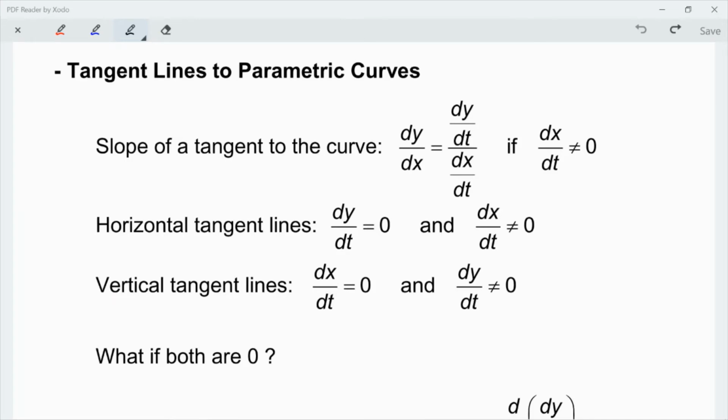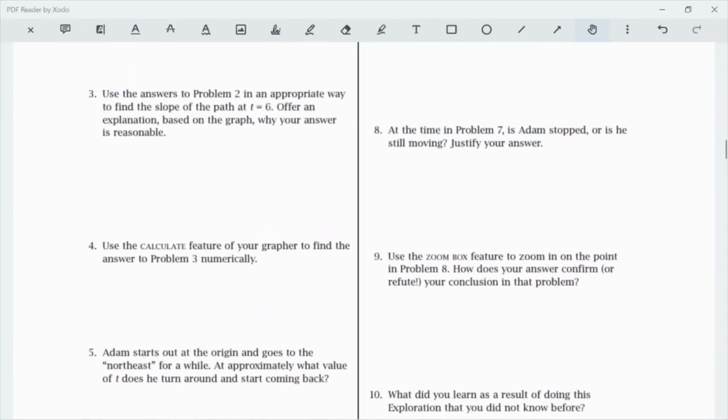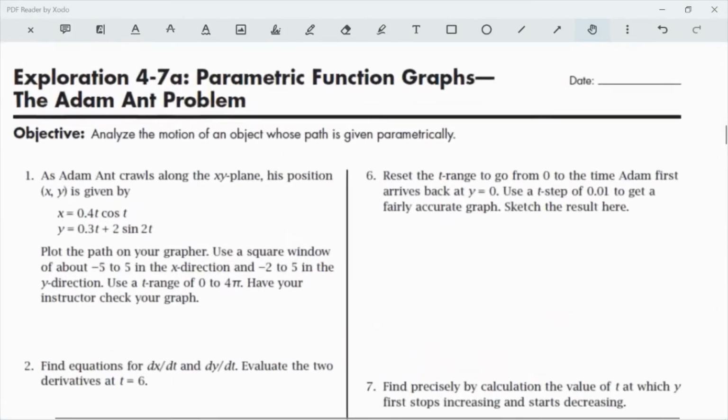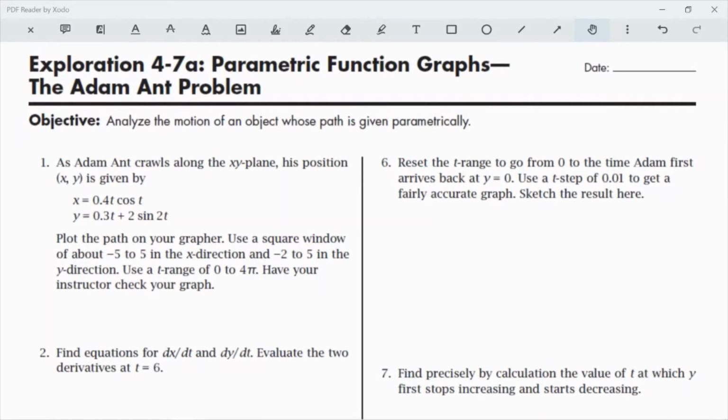So as you go through this exploration, that's what I want you to try. Take a couple of minutes and try this problem. You're given a set of parametric equations, and then they'll walk you through a lot of basic ideas of dealing with rates of change with parametric functions. So pause the video. When you come back, I'll go through the solutions.